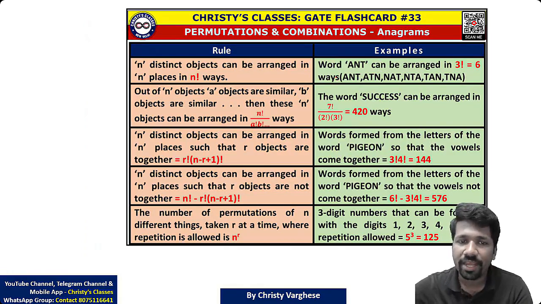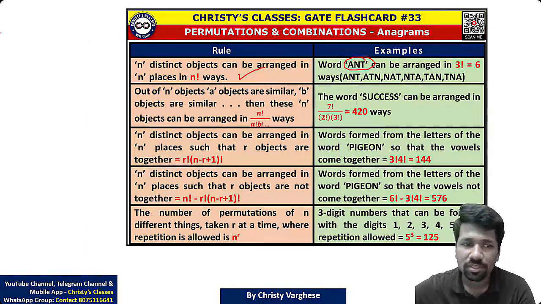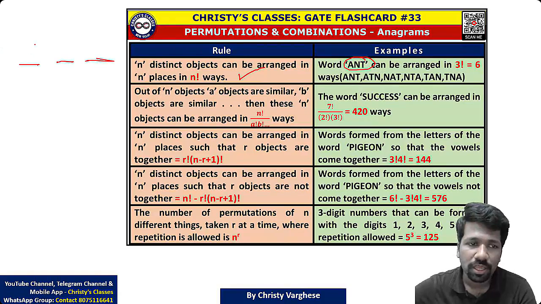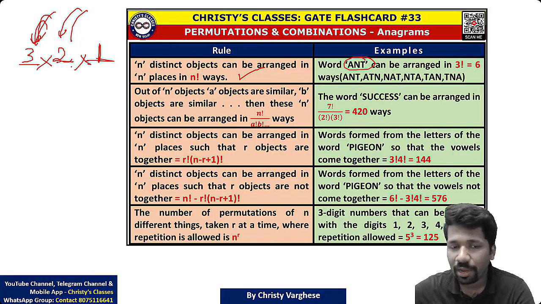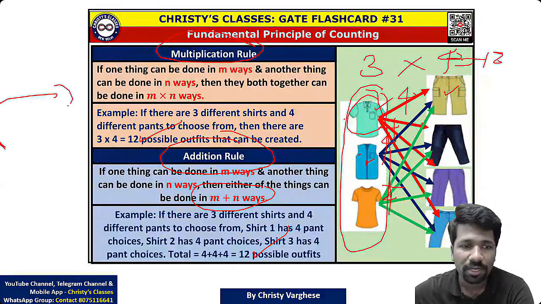For example, anagram questions. For the different objects A, N and T as a word, how many ways can you rearrange? So there are 3 positions. In the first position, A can come, N can come, T can come. So 3 possibilities. Now the letter placed here cannot be placed here, so only 2 possibilities here. The letters placed here and here cannot be placed here, so only 1 possibility. Then you have to multiply, using the fundamental principle of counting.